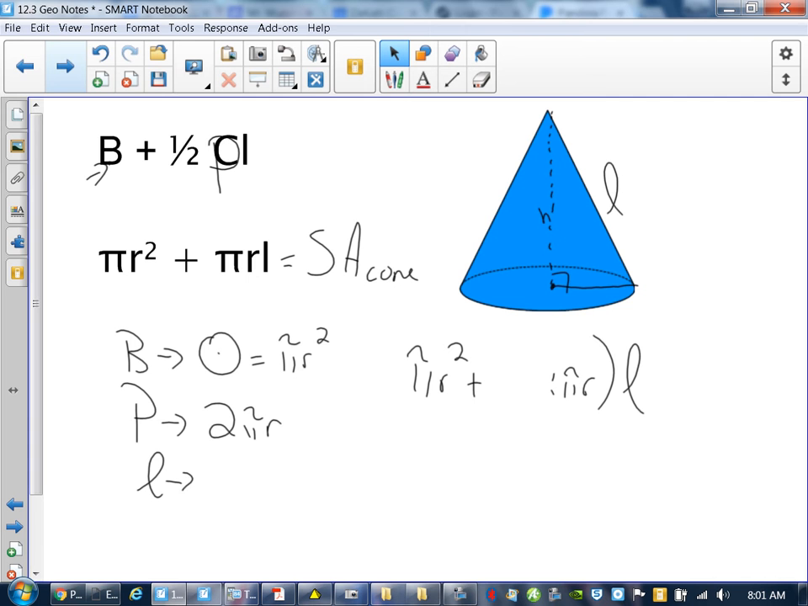So, just like before, you'll have that vertical height of a cone.